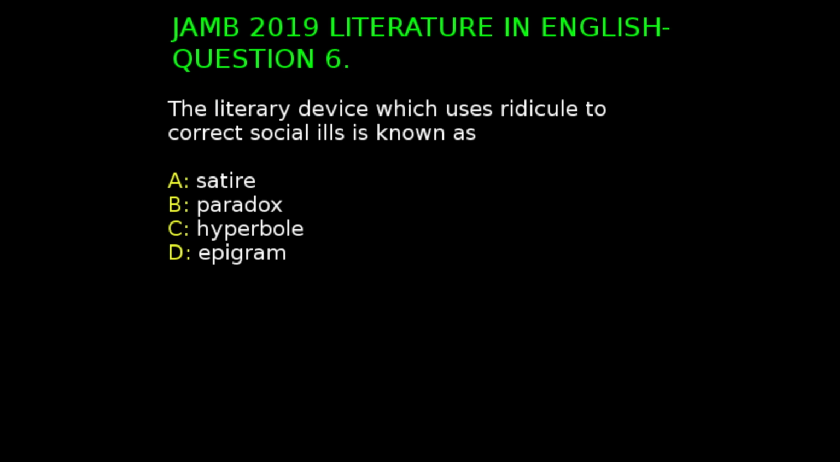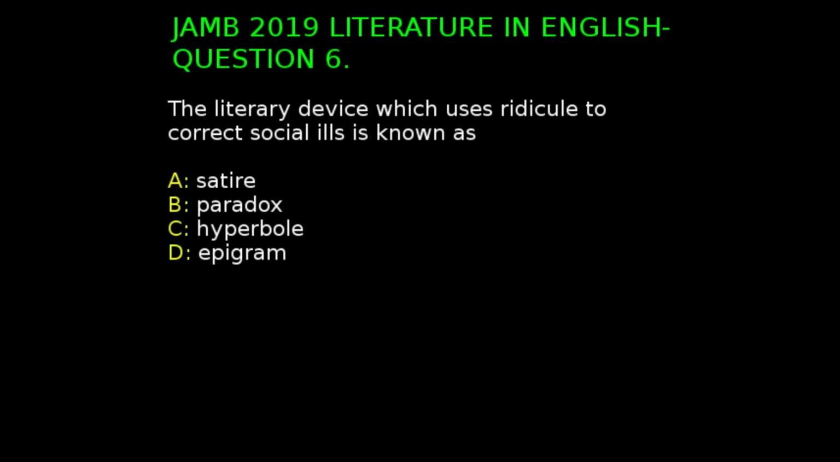A, which is satire, can be defined as a way of criticizing a person or idea by using humor to show their faults and weaknesses. B, which is paradox, can be defined as a person or thing or situation that has two opposite features and thereby seems strange. Option C, which is hyperbole, can be defined as a way of speaking or writing that makes something sound better, more exciting, or dangerous than it really is.